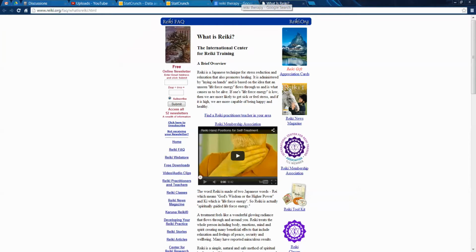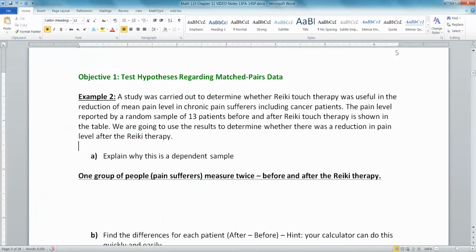Oops, there you go, I paused you. It's just a simple Google search, found out that it's a Japanese massage technique. All right, now back we go.